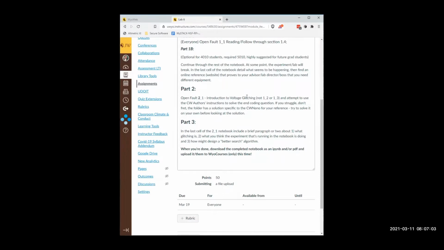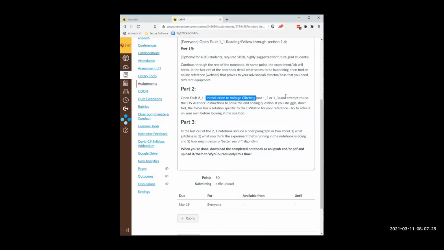Be really careful. For part 2, I'm talking about doing fault 2_1, not the 1_2 or 3. I'm not talking about doing parts 2 and 3 of the first experiment. You're going to do fault 2_1, introduction to voltage glitching.